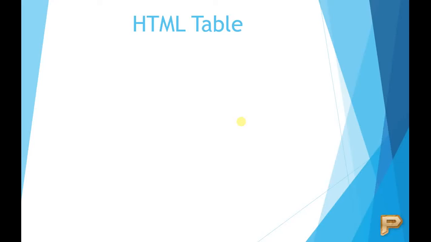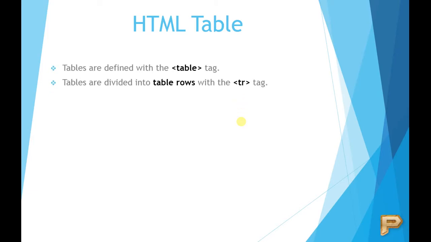In this tutorial of the HTML video series, we will learn about HTML table. Tables are defined with the table tag. Tables are divided into table rows with the tr tag. So tr means table rows. Table columns are divided into table data with the td tag. So td means table data, or table column also we can say.